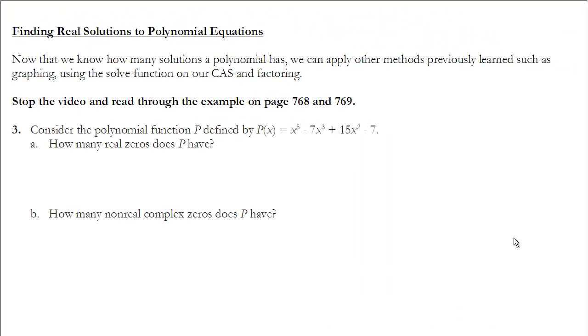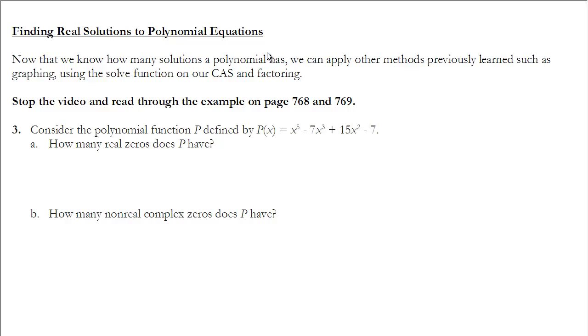Alright, now that we know how many solutions a polynomial has, we can apply some of those methods that we previously learned, such as graphing, using the solve function on our CAS, or factoring to solve polynomials. So it says, consider the polynomial p of x equals x to the 5th minus 7x cubed plus 15x squared minus 7. How many real zeros does p have?